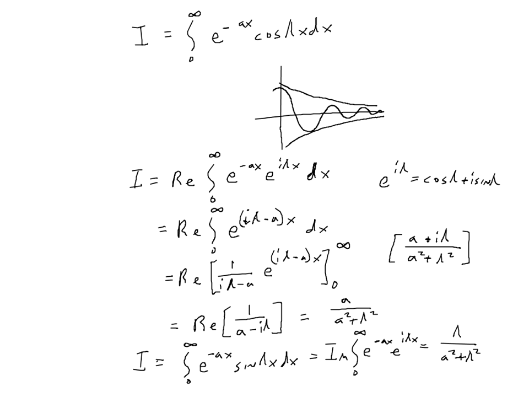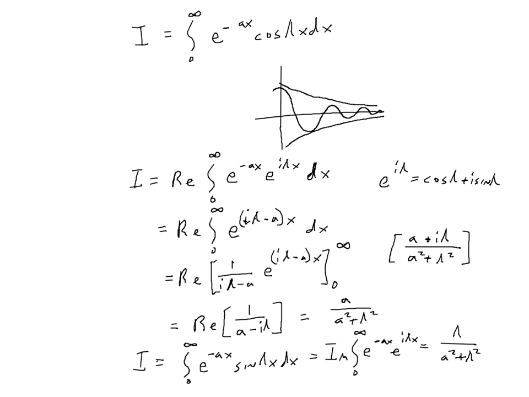So the real part will be the a term, the imaginary part is the lambda term. And that just comes when you rationalize it. Because when you rationalize it, what you're doing is multiplying top and bottom of this by a plus I lambda, since that's the complex conjugate of the denominator.